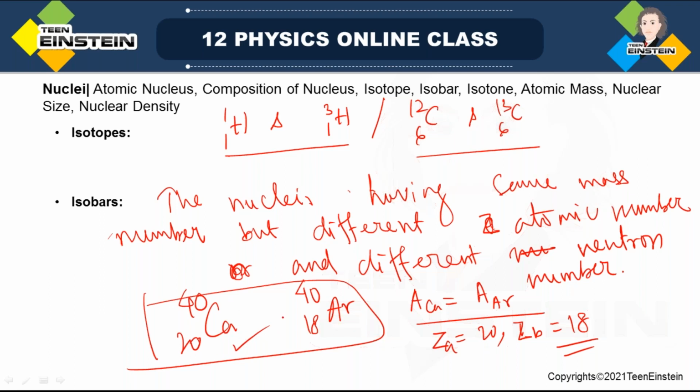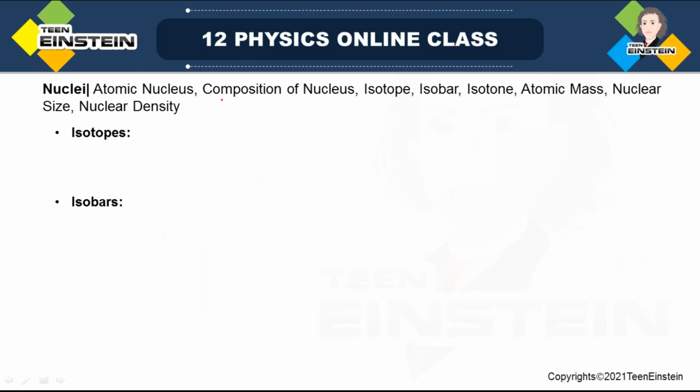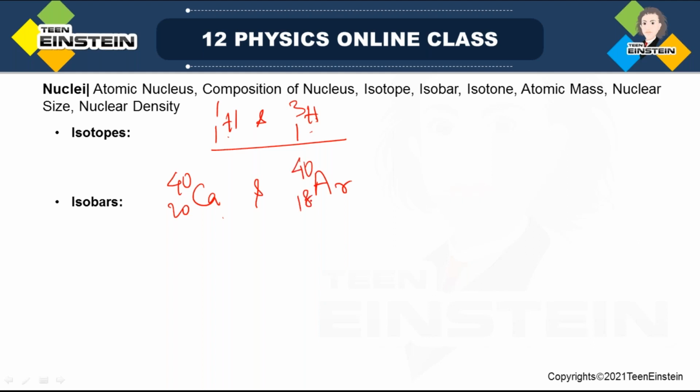So this is about isobars, which have the same mass number but different atomic numbers or different numbers of neutrons. Then I'll tell you about isotones. Let me just write this, it keeps getting erased. I'll keep one example for this also. One important point to remember is that isotopes are of the same element, hydrogen, and here these are not the same. So argon has 40 and here 18. This is a typical example of an isobar.